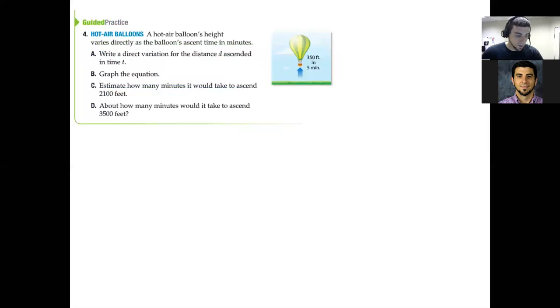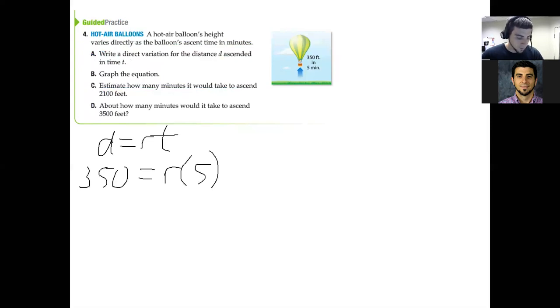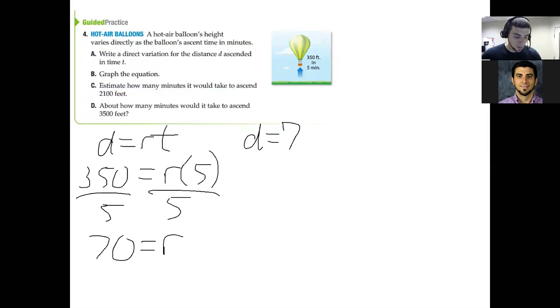Okay, we're back. So part A, write a direct variation equation for the distance d ascended. So d equals rt. The distance is 350 equals r times 5. Divide both sides by 5. Now, here's how I do 350 divided by 5 in my head. I pretend the 0 is not there and think 35 divided by 5 is 7. So 350 divided by 5 is 70. So d equals 70t.